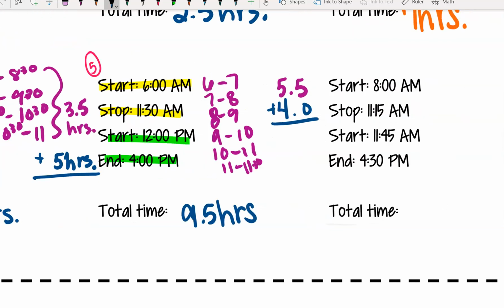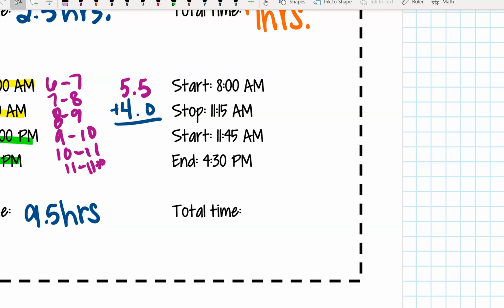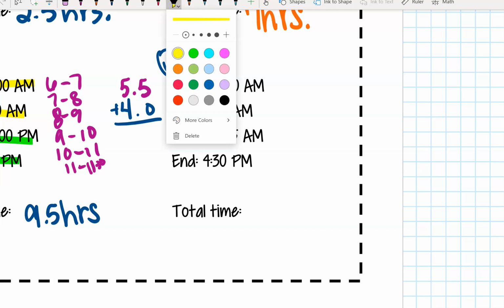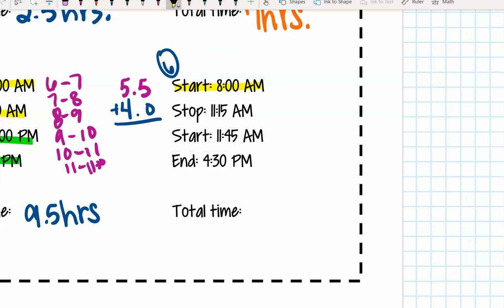Okay, let's do this next one together. So 6, because like Seth was saying, there's some 15-minute marks in there, and I want to make sure that we talk about it. So our first part of the day, I'll keep being consistent. I'll highlight it in yellow. We started at 8 and we ended at 11:15.